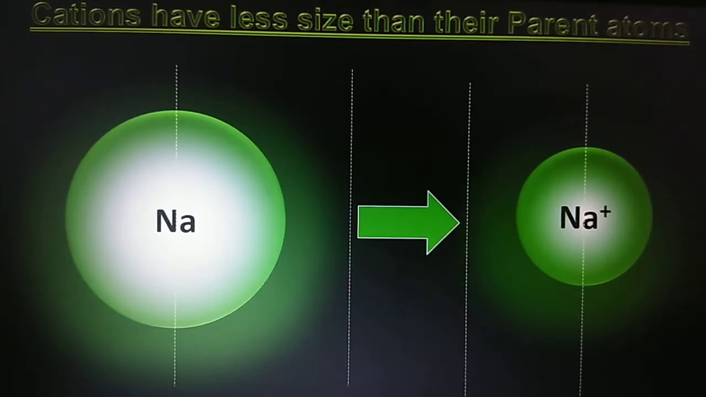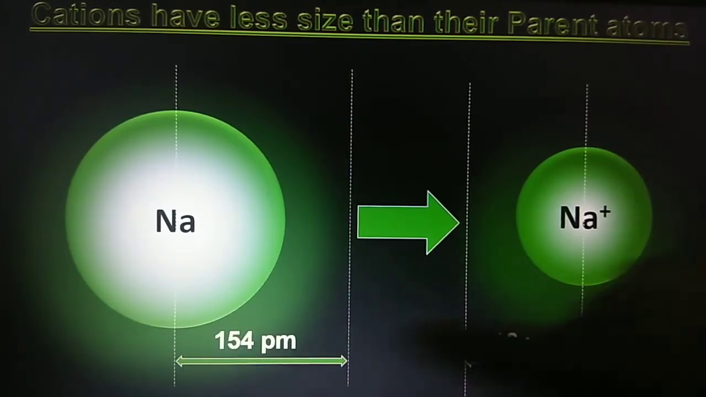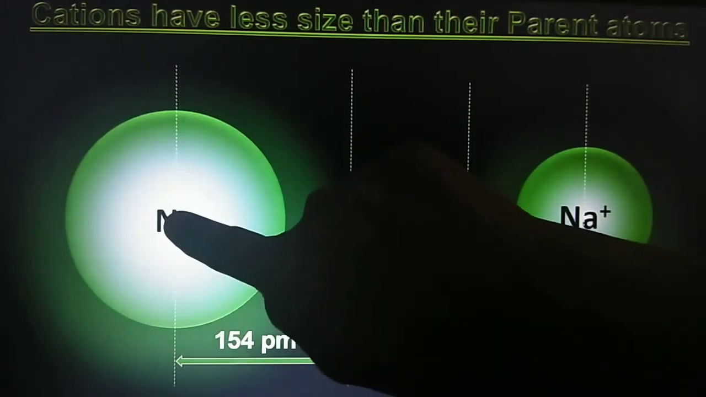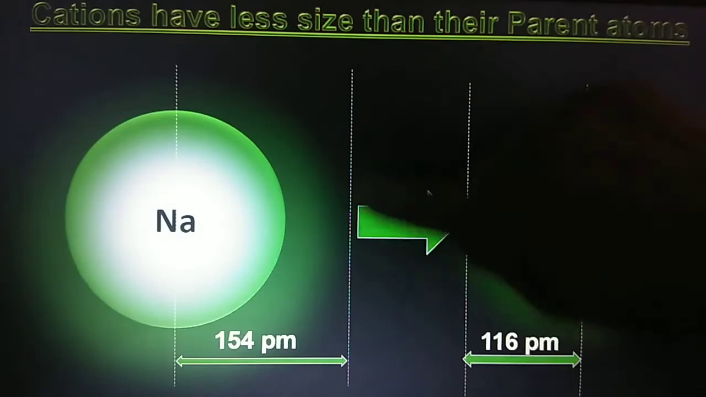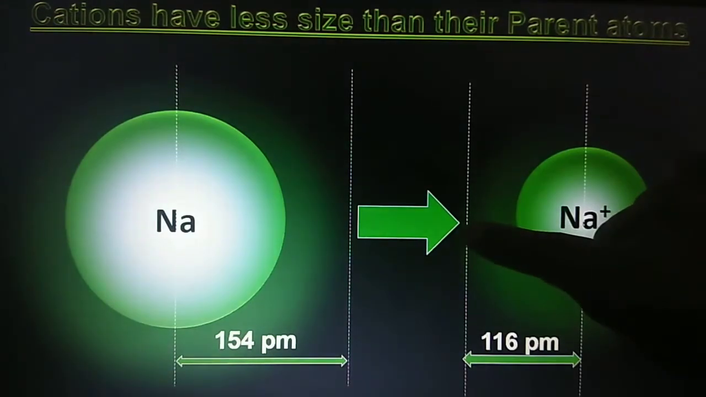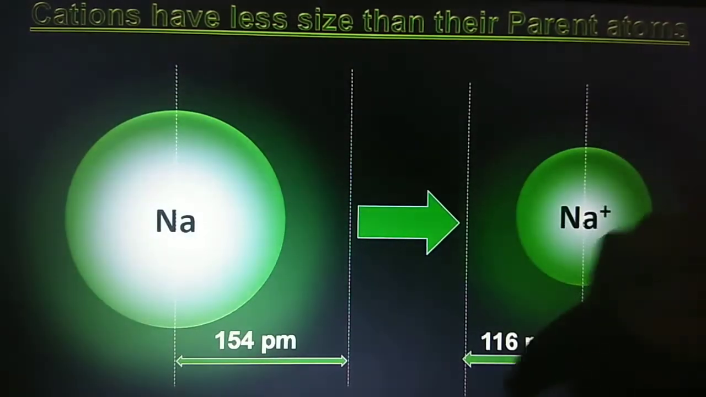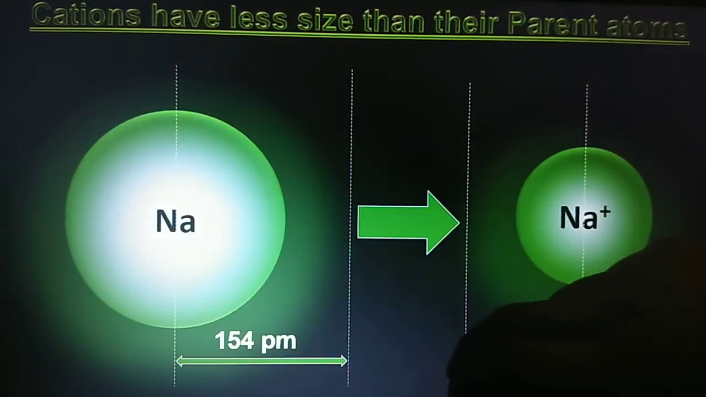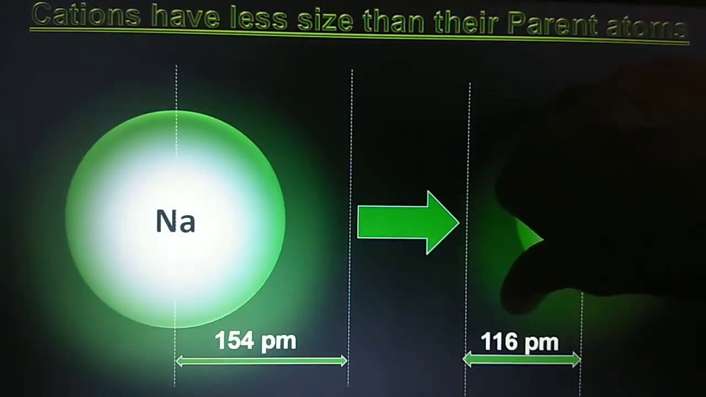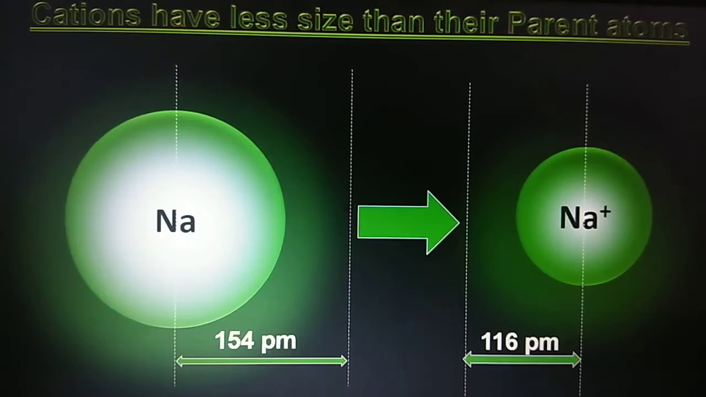So first of all, we mention the size. Here is the size, 154 picometer, from the center of the nucleus up to the valence electron cloud, and here is the distance from the nucleus to the valence electron cloud, and we observe that this size decreases, right, from 154 picometer to 116. It decreases. Now what is the reason for that decrease?